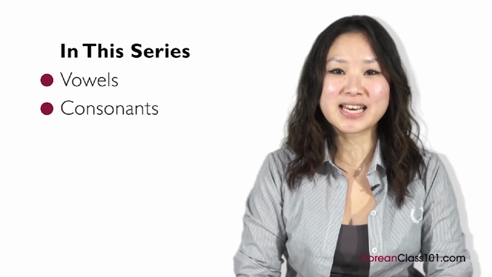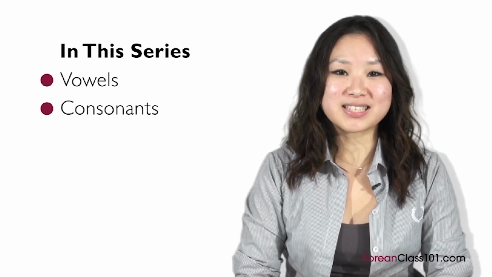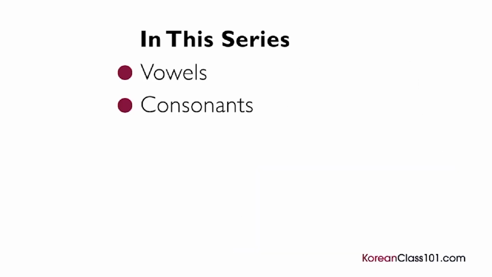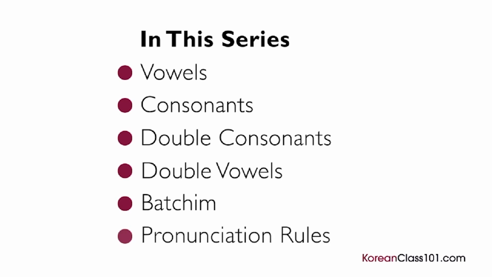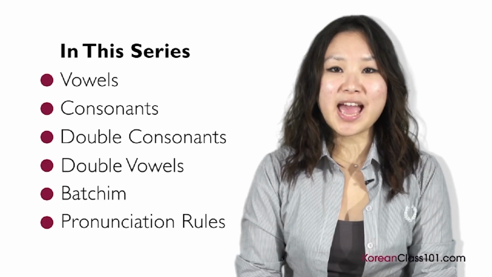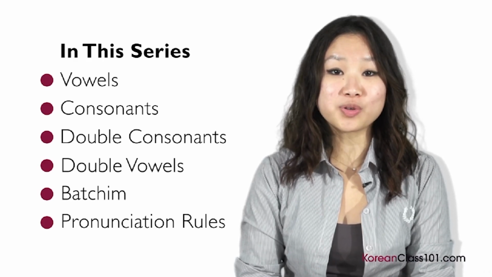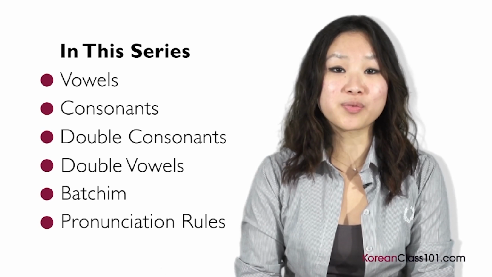We will start by covering the 10 vowels and 14 consonants of written Korean. As you learn these components, you will also get plenty of practice writing and reading them with example words. Then we will talk about double consonants and vowels, the 받침, and the pronunciation rules that will help you speak like a native. By the end of this series, you will be able to understand the language on a whole new level and have completed an important milestone in mastering Korean.